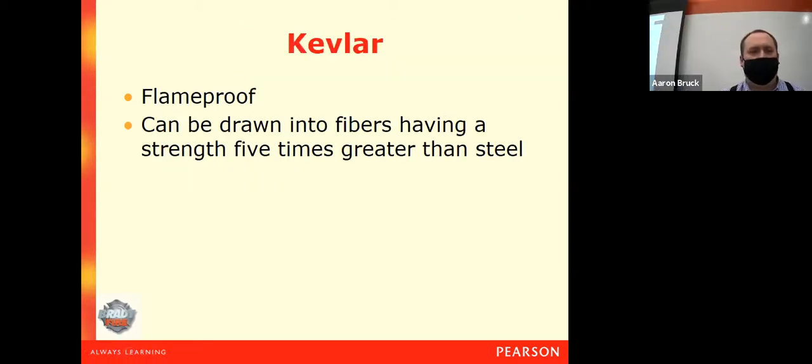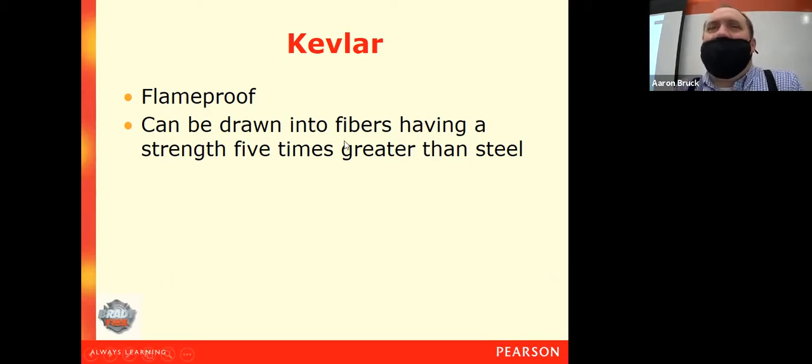Kevlar. Kevlar is a flame-proof material, but we probably know Kevlar most and best because when we draw Kevlar into fibers and then take those fibers and weave it into a textile or fabric of some sort, that resulting fabric has a greater strength than steel. And not just by a little bit, by fivefold.